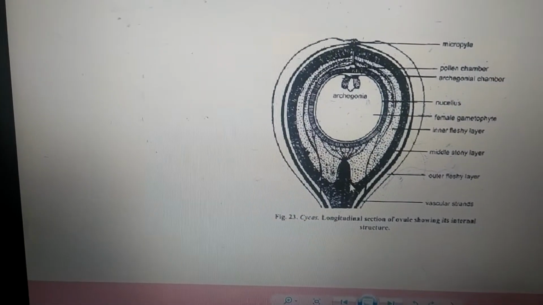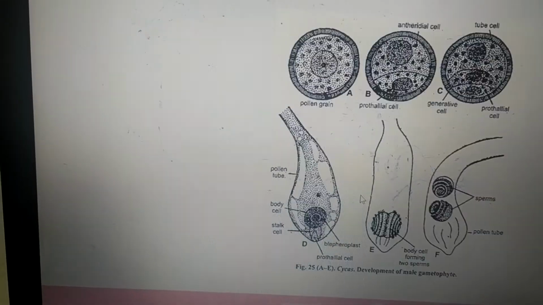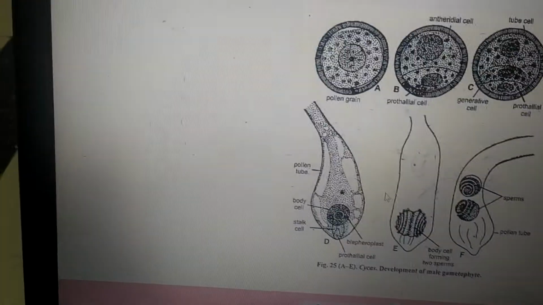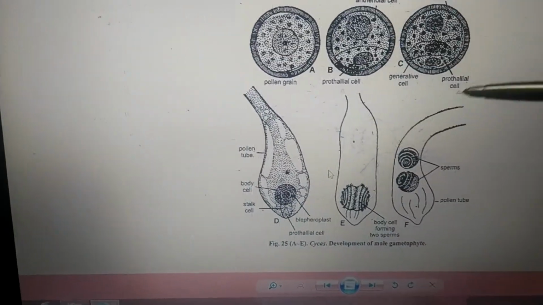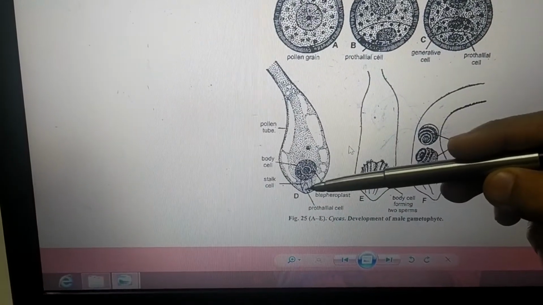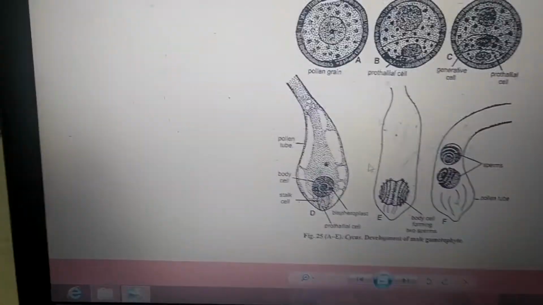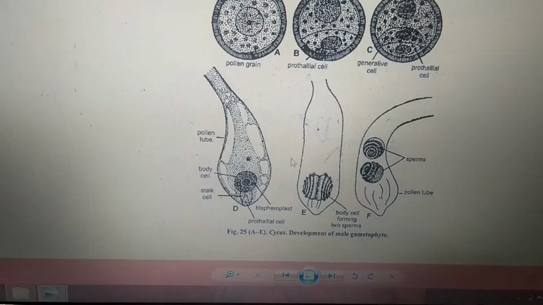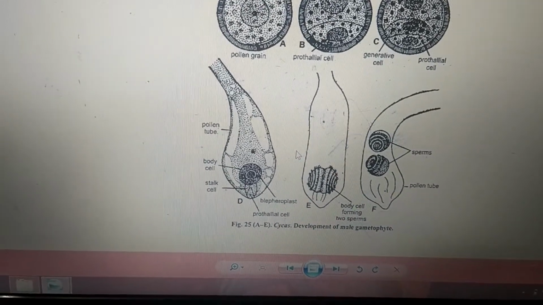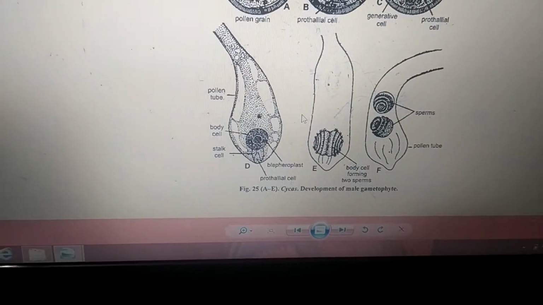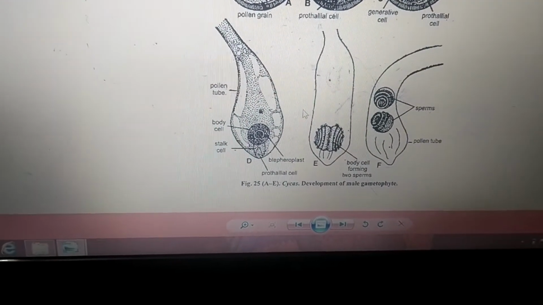When it lies in this archegonial chamber, the generative cell is going to divide, and it leads to formation of two cells, the upper body cell and the lower stalk cell. This is the upper body cell and this is the lower stalk cell. The stalk cell won't show any further development. That is, the stalk cell does not divide further, whereas the body cell divides, and it leads to formation of what is called the blepharoplast, followed by another vertical division, and this leads to development of the sperms.